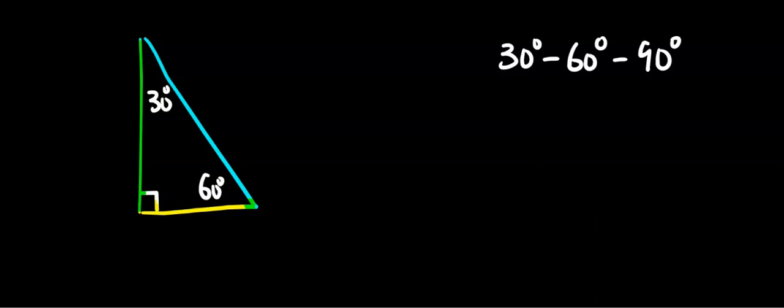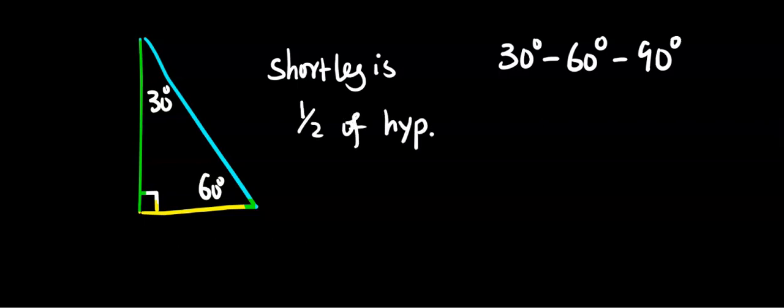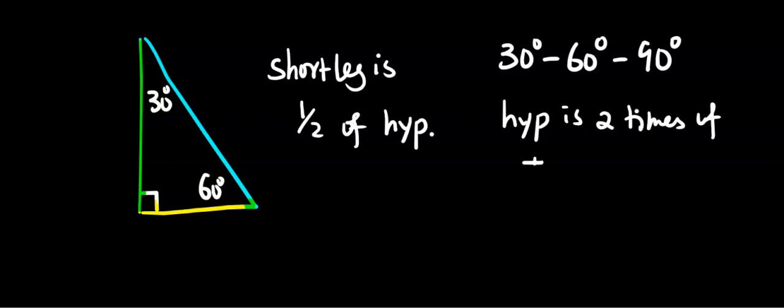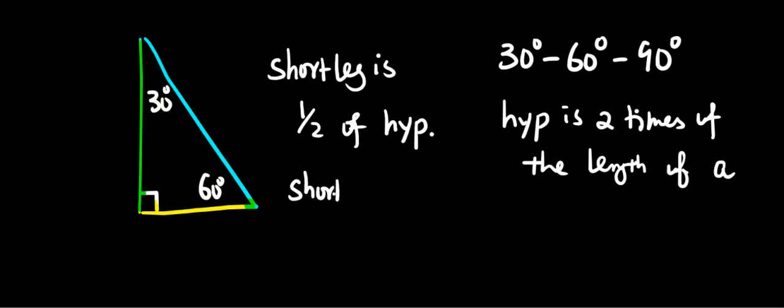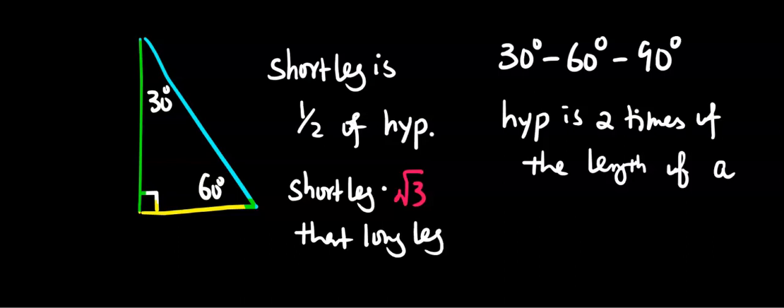The rule says this: the short leg is 1/2 of the hypotenuse. In this way, you can say the hypotenuse is 2 times the length of the short leg. Usually we use the letter A, because it's A, B, C. All right. Now, let's talk about the relationship between the long leg and the short leg. Short leg times square root 3, that is the long leg. That's written in words.